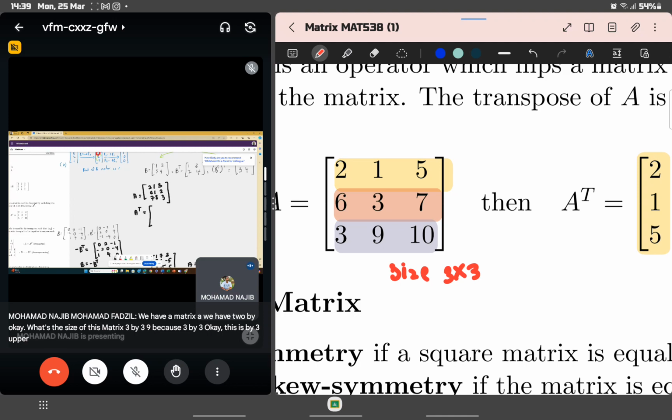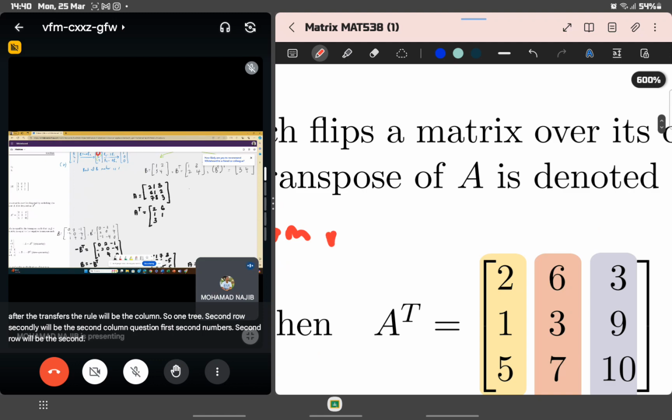Kita tengok macam mana saya buat. Now we have 3 rows and 3 columns. Idea macam ni. For the transpose, the row will change to the column. Okay, first row, the elements are 2, 1, and 3. Now, after the transpose, the row will be the column 2, 1, 3. Second row, secondly, will be the second column. Nampak tak? First dengan first, second dengan first. Second row will be the second column.